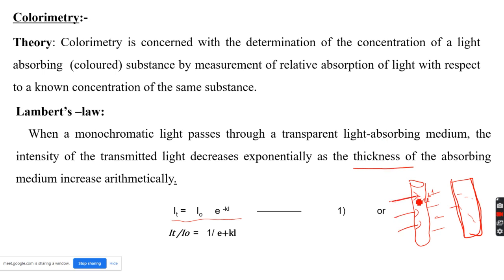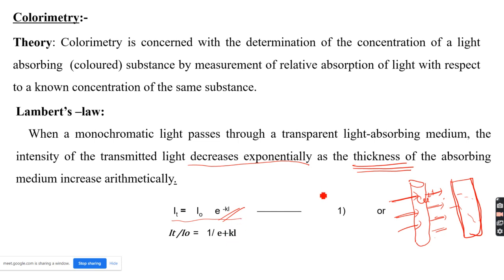That is, when a monochromatic light is passed through a transparent light absorbing medium, the intensity of the transmitted light decreases exponentially as the thickness of the absorbing medium increases arithmetically. So as the thickness increases like 1, 2, 3, 4, the transmitted light decreases exponentially. That law, which we call Lambert's law, depends upon the thickness of the medium.